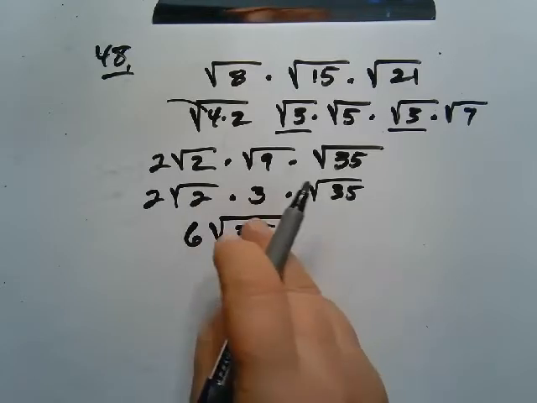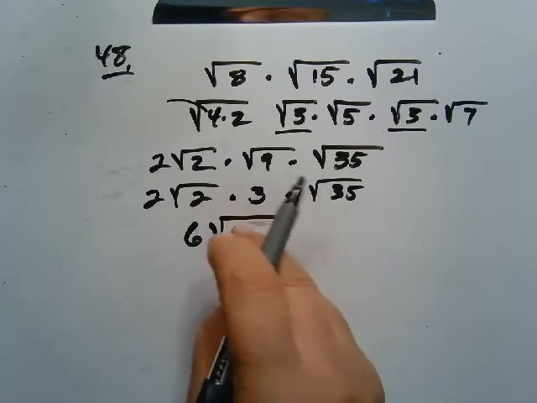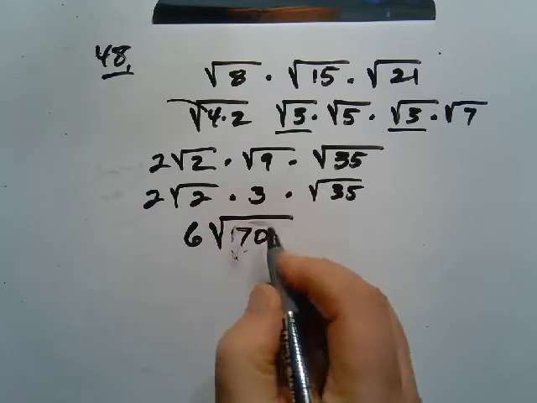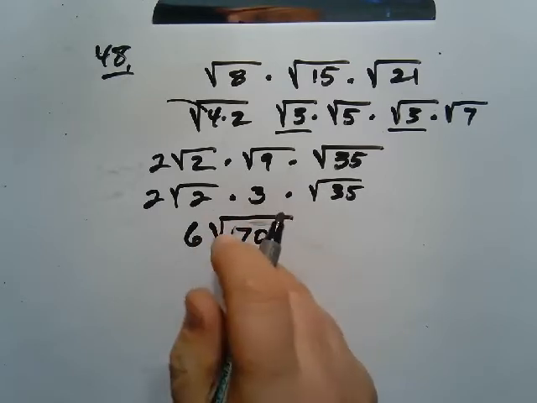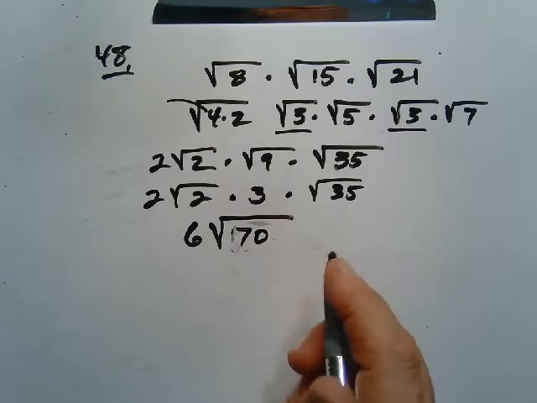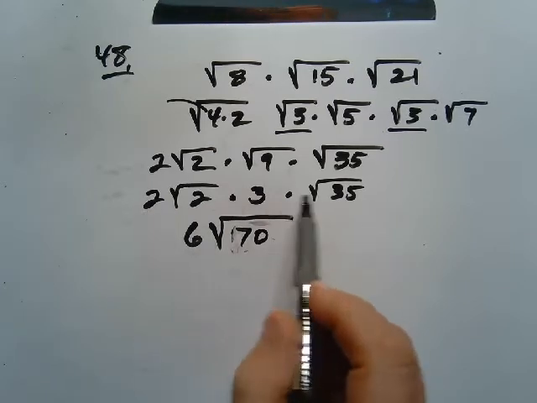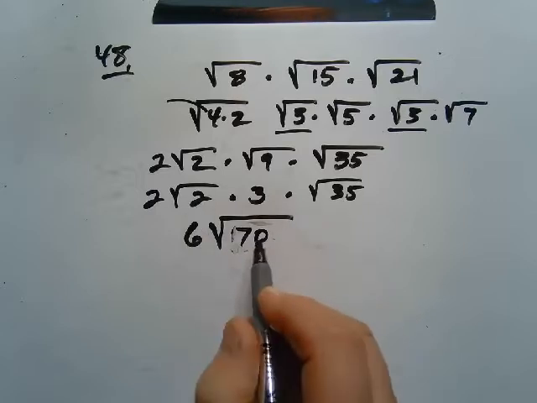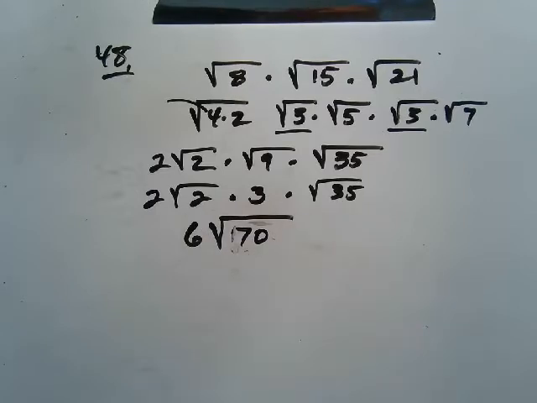2 times 35 is 70. And there's no perfect square factors in 70. So that ought to be my answer here. 6 root 70. 3 times 2 is 6. Root 35 times root 2. There was no 2 in here, so I knew that I didn't have to worry about multiplying those back together.